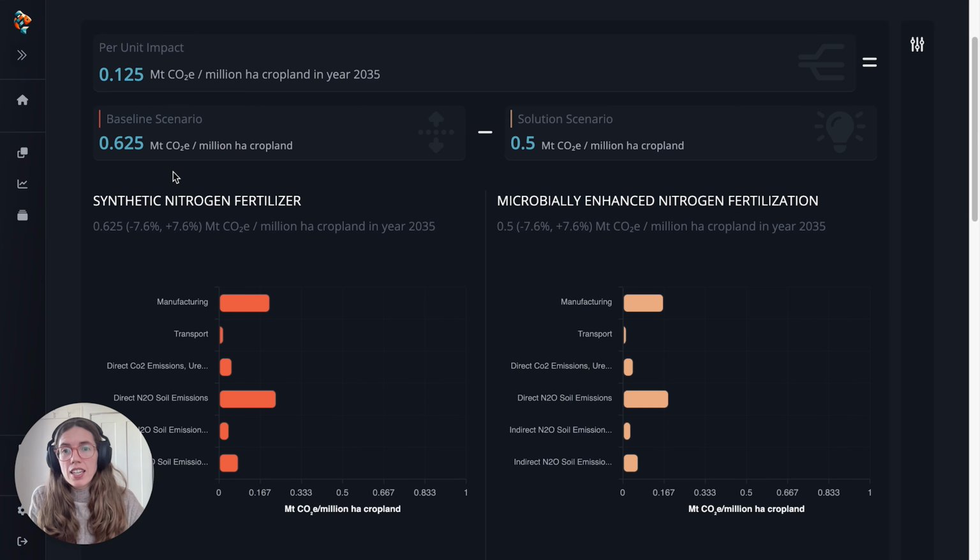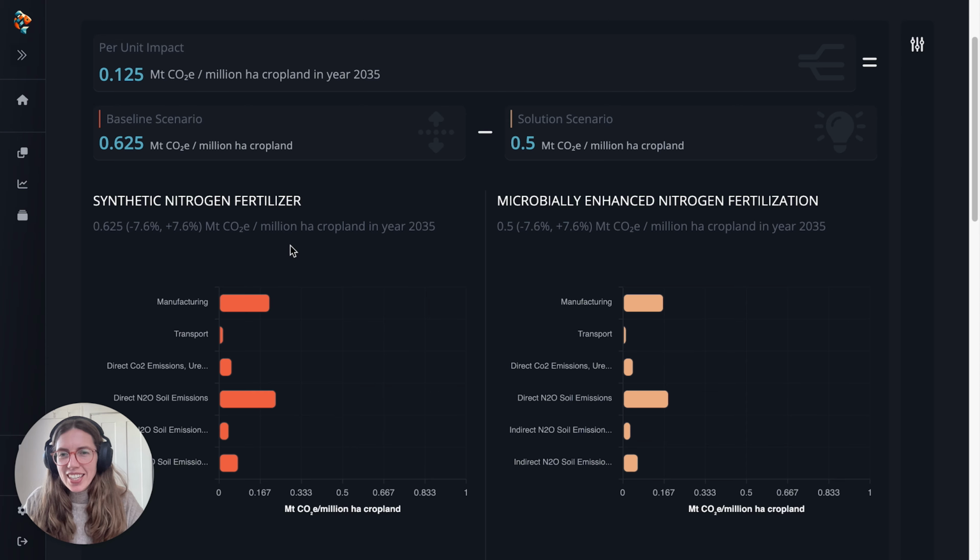on the left-hand side, we have our baseline scenario. In this model, it's synthetic nitrogen fertilizer. On our right-hand side, we have the solution scenario, and in this model, that's microbially enhanced nitrogen fertilization. Now what we see is the actual GHG intensity of synthetic nitrogen fertilizer compared to our solution technology. We get the top-level number, so the total GHG intensity here, and then we also get the GHG intensity broken down into value chain components.